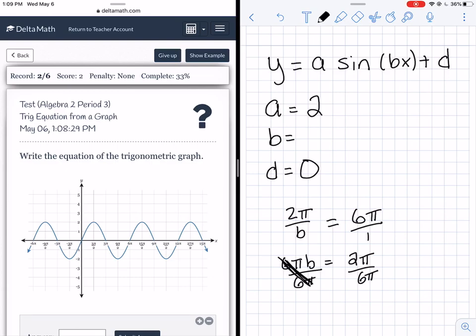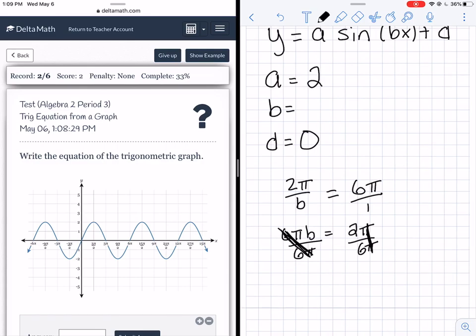So this cancels out completely. My pi's cancel out. And now I do need to simplify this. I get that b, and you put 2 over 6 in your calculator, is equal to 1/3.